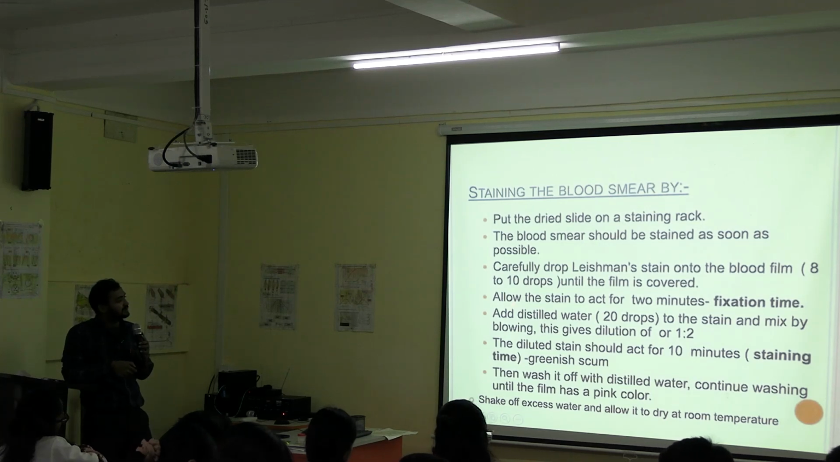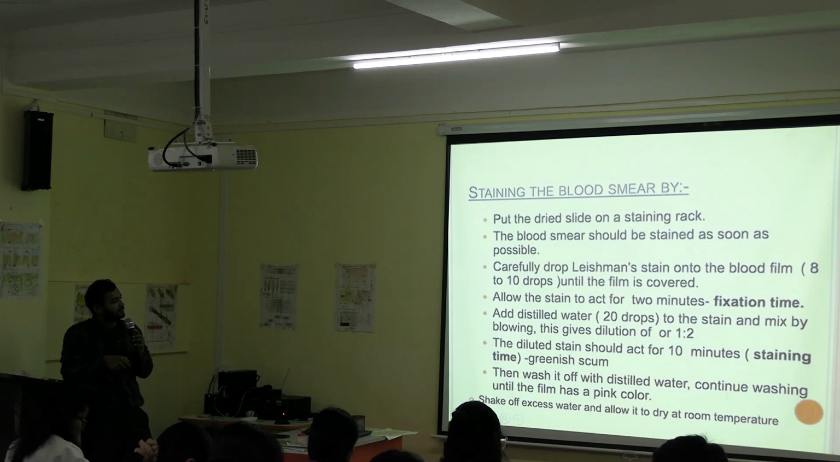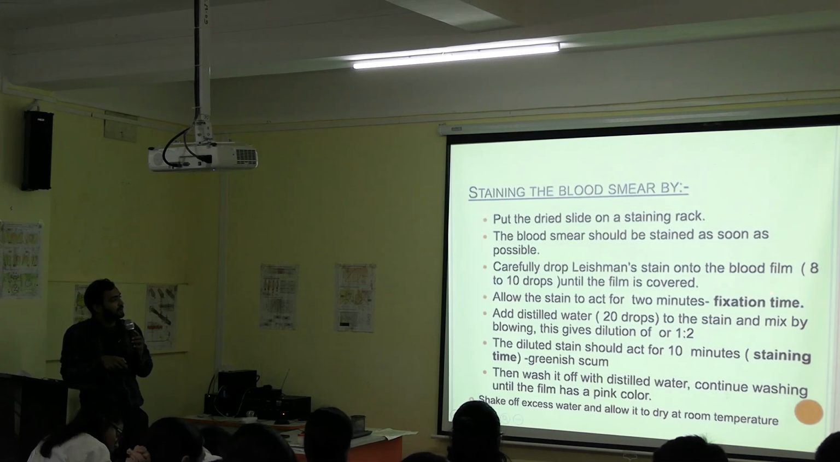Another thing we can add here is buffered water. If you are given buffered water in place of distilled water, it should be in the ratio of 1:1, not 1:2. If you are given distilled water, it will be a 1:2 ratio. So if you are adding 8 drops of Leishman stain, how many drops of distilled water will you be adding?